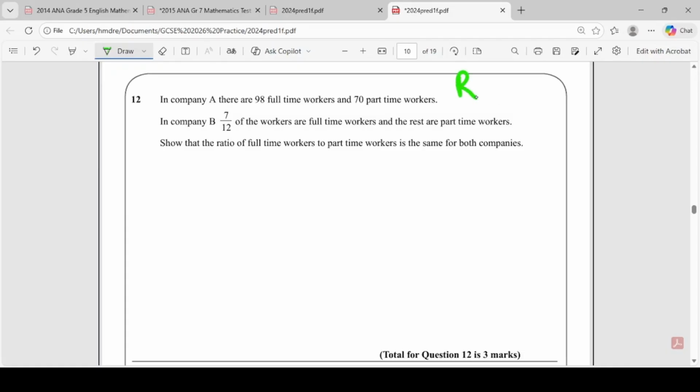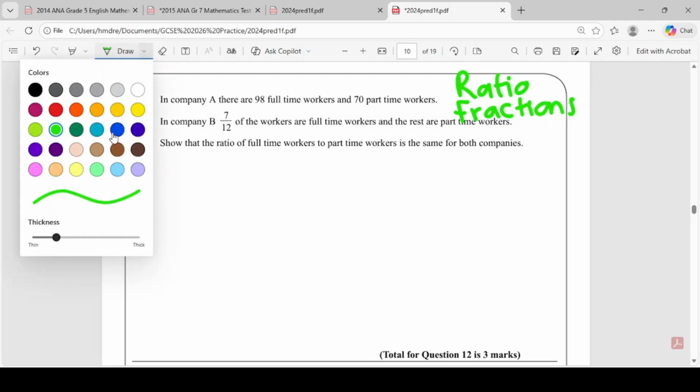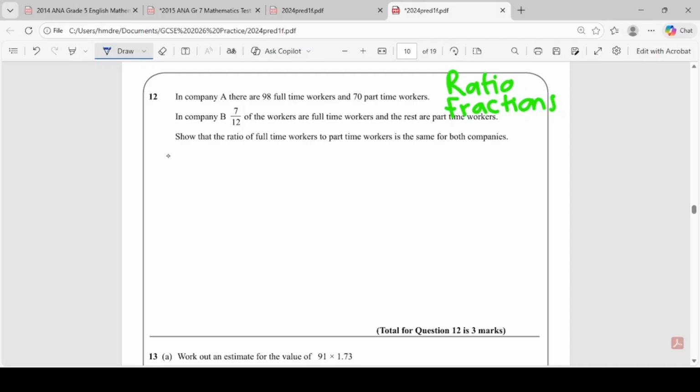Okay, so this is a ratio question. As you can see, there's also some fractions in there. So if you're struggling with this one, that's the areas that you need to be looking at, ratio and fractions. So let's lay out these two companies and see what we can find. So in Company A, we want full-time workers to part-time workers.